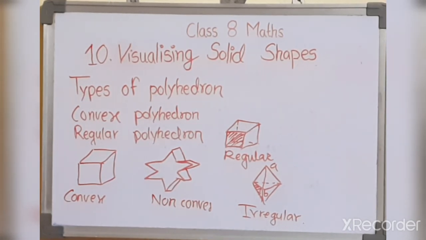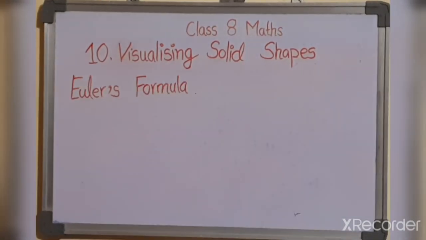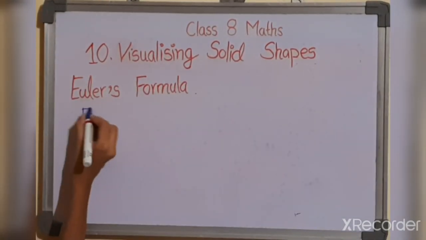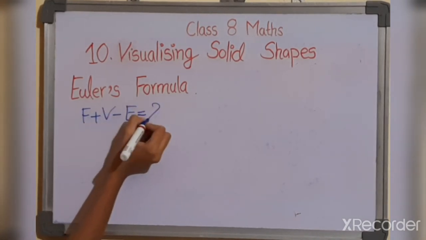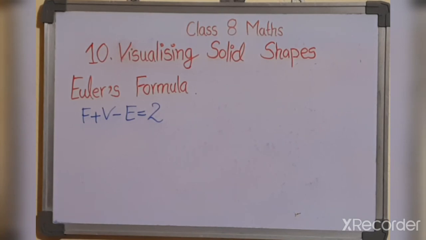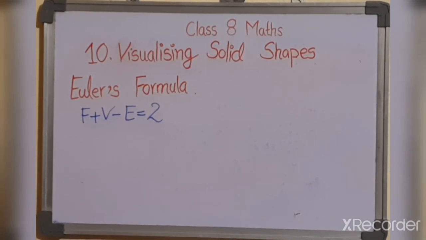Now this is some of the end of the chapter after we complete the Euler's formula which is given. Now let's move on to the Euler's formula and then we are going to complete with the lesson. For any polyhedron, faces plus vertices minus edges is equal to 2. Where F stands for number of faces, V stands for number of vertices and E stands for number of edges. And this relationship is called as Euler's formula.